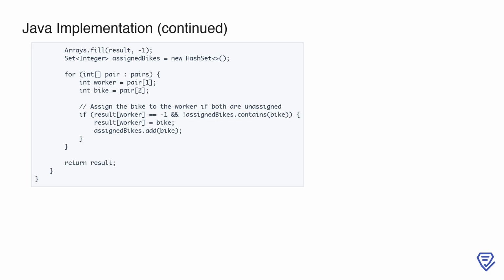Next, we iterate through the sorted pairs list, which contains all possible worker-bike pairs ordered by distance and priority. For each pair, we extract the worker and bike indices. If the current worker has not yet been assigned a bike, and the bike is not already in the assigned bike set, we assign this bike to the worker by updating the result array and adding the bike to the set of assigned bikes. This ensures that each worker gets the closest possible available bike while preventing any bike from being assigned to multiple workers. After processing all pairs, we return the result array, which contains the final bike assignments for all workers.